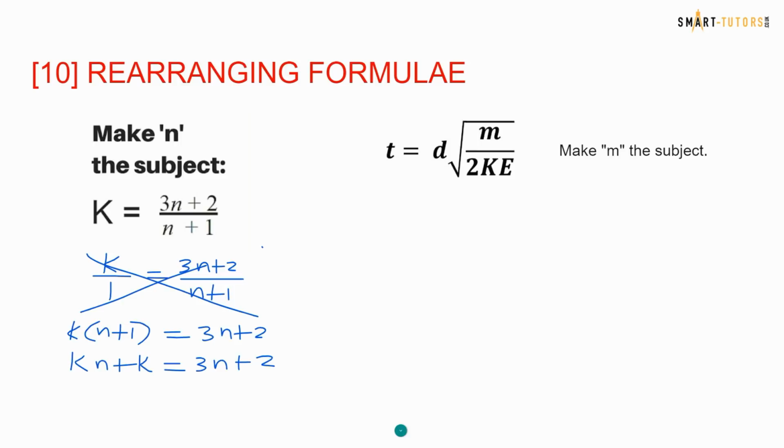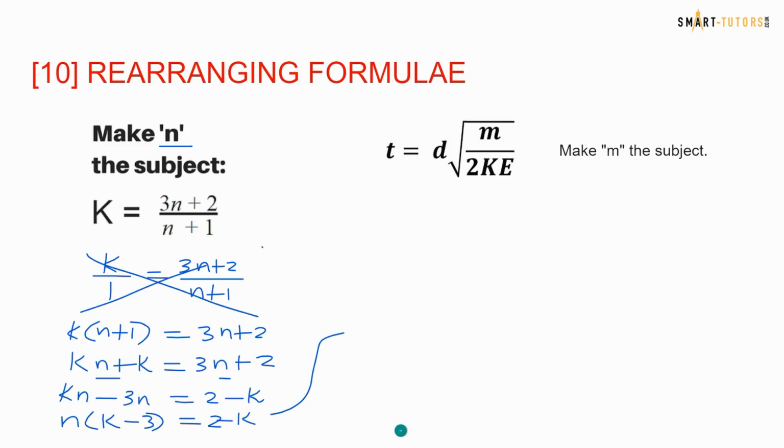Now the n is in two places here. So bring all the n terms to one side. I'm keeping the kn on this side and bringing the 3n here. So kn minus 3n equals 2 minus k. So take n as a factor: n times k minus 3 equals 2 minus k.